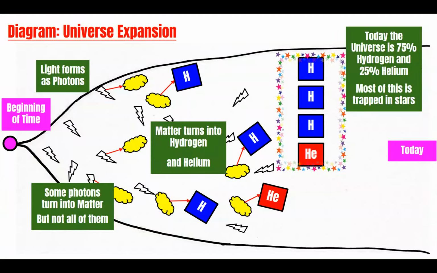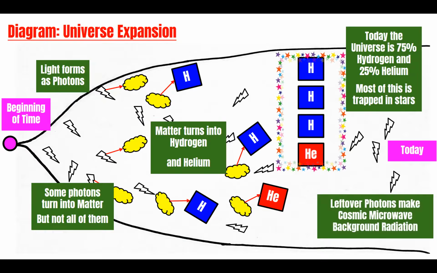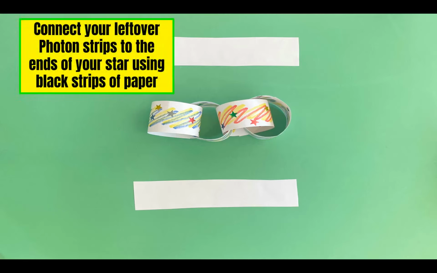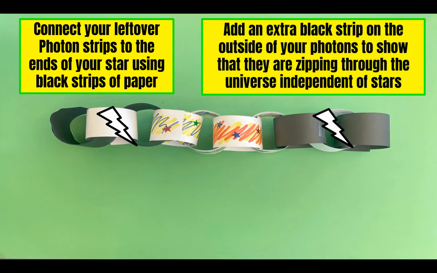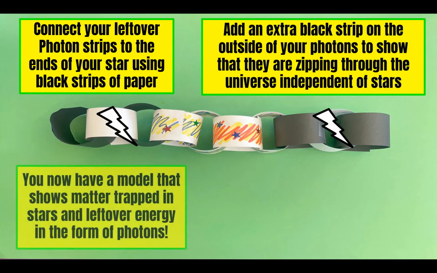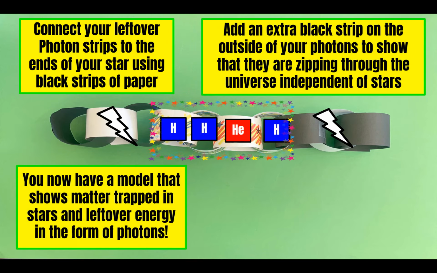All right, here we are. We still have leftover photons today, and those leftover photons make up cosmic microwave background radiation, and they are outside and separate from the stars. So you are going to connect your leftover photon strips to your star using strips of black paper. So the photons are there. You put a strip of black paper at the end of your star, then a photon, and then another strip of black paper. This is going to show that the photons are independent of the stars and zipping around separately from the stars. You now have a model that shows matter trapped in stars and leftover energy in the form of photons.